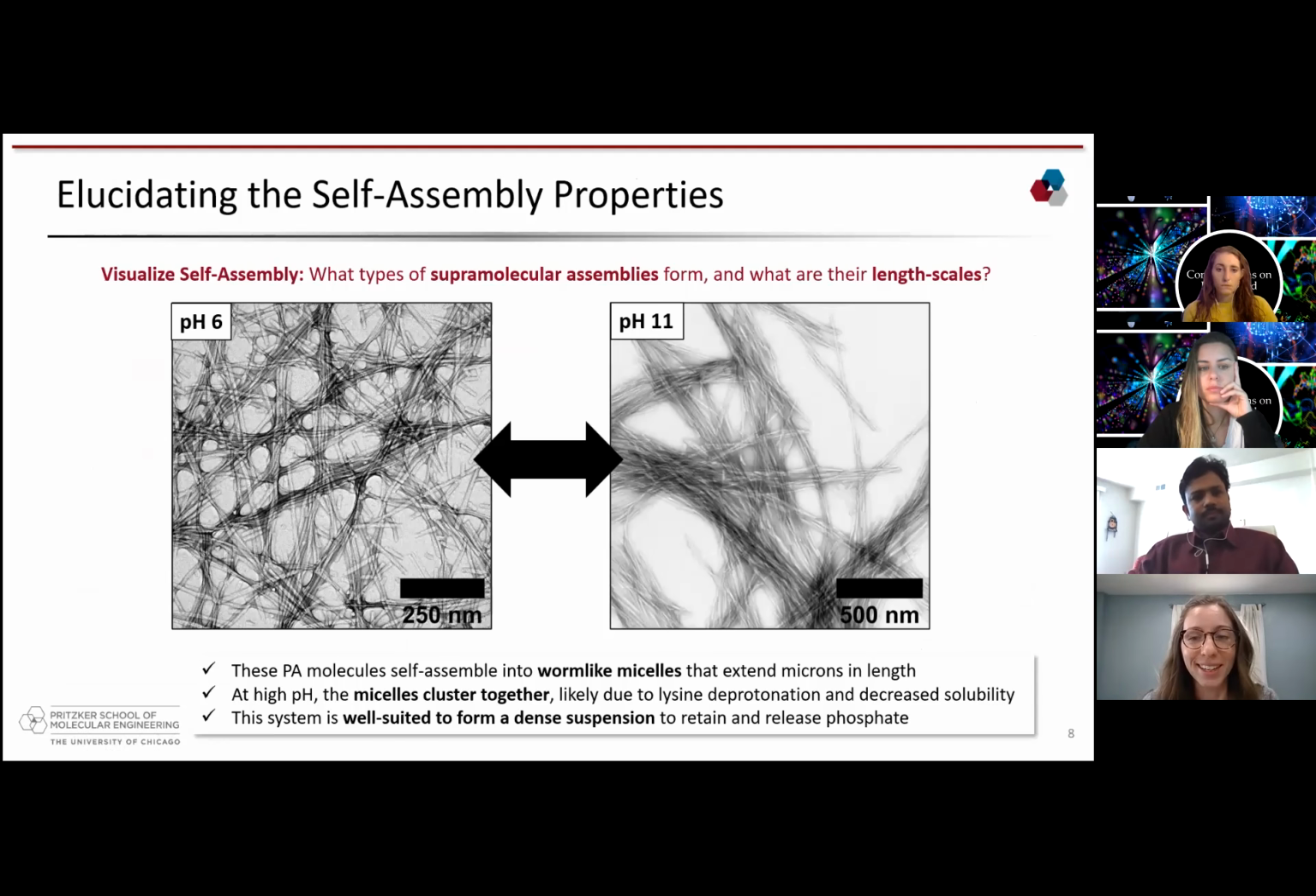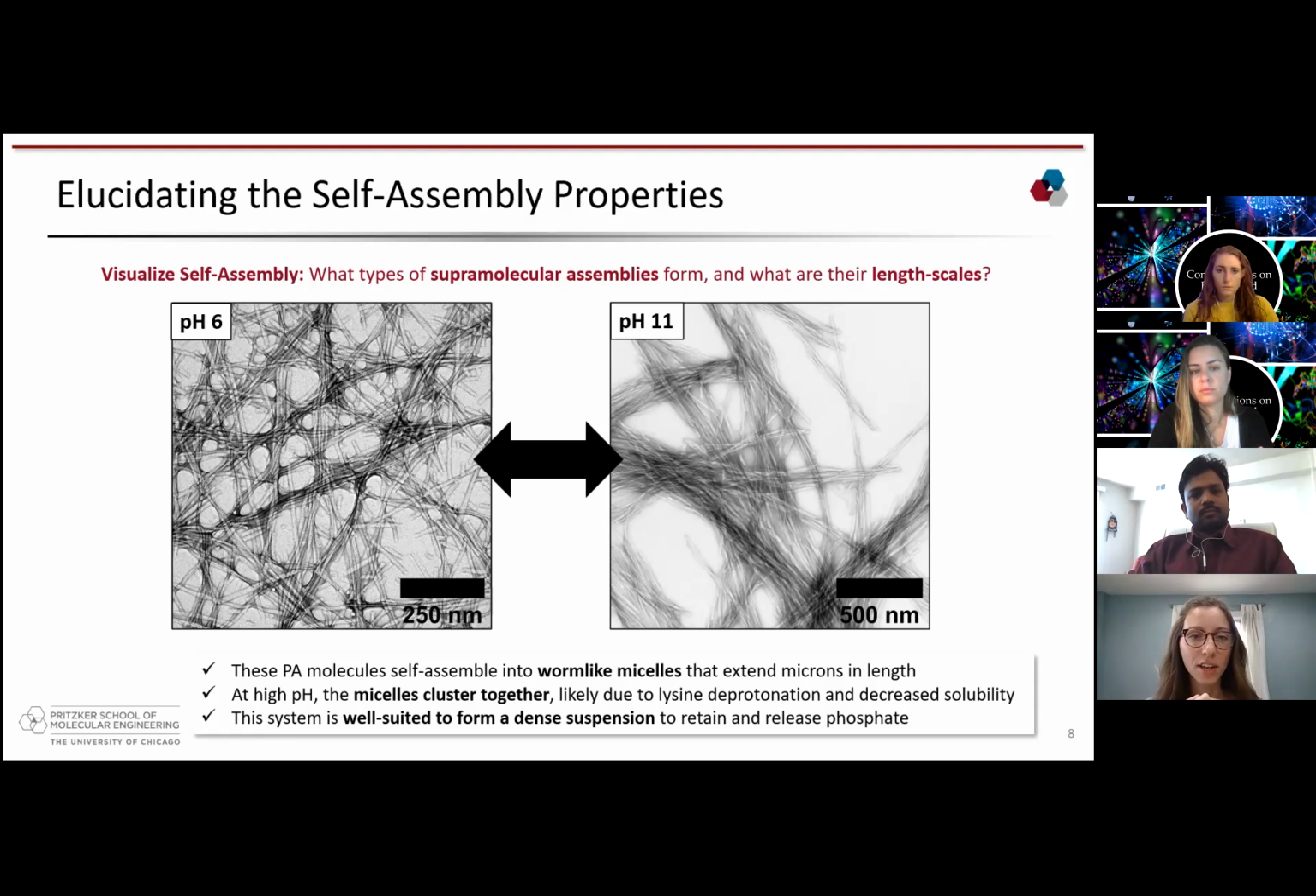Okay, so we designed it, and then we synthesized it, and the first step was to characterize: how does it self-assemble? Does it self-assemble? And if so, what types of assemblies and what are the length scales? So indeed, it does self-assemble, and these are negative stain TEM images of the self-assembled constructs. At pH 6 and pH 11, we see that it self-assembles into extended worm-like micelles, which is great. That's the construct that we want to form this dense entangled network for our application.